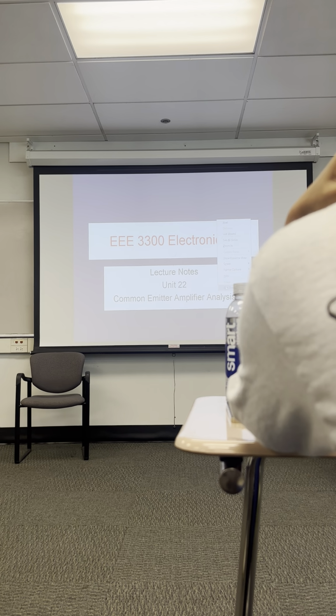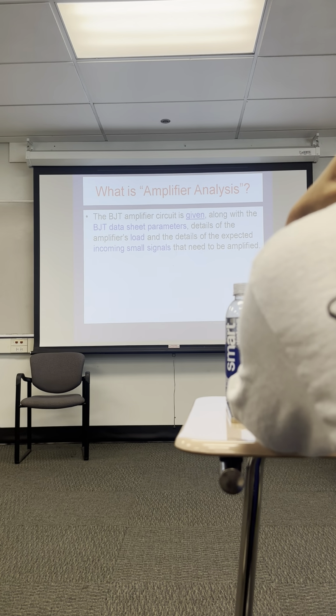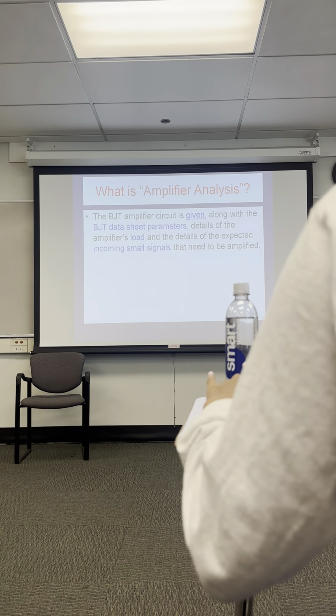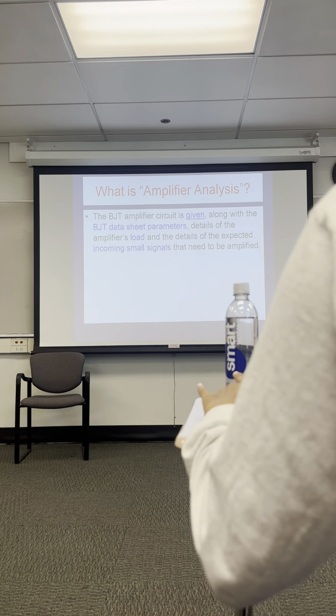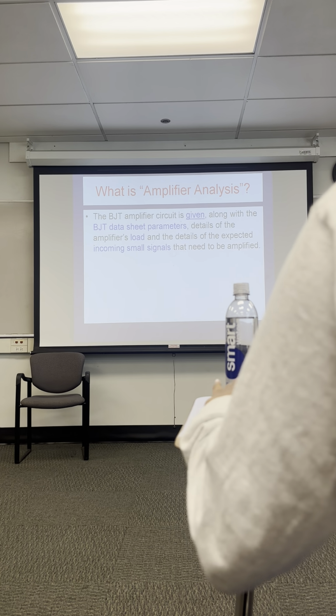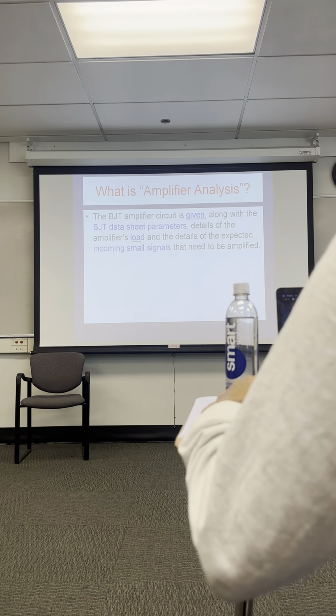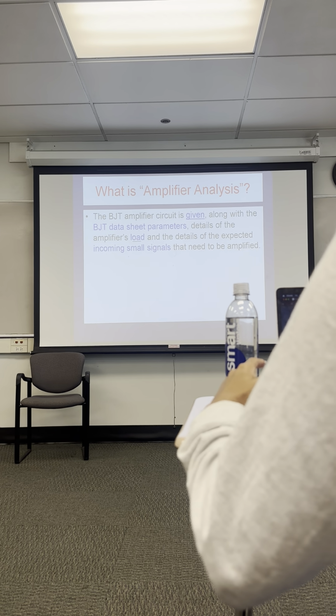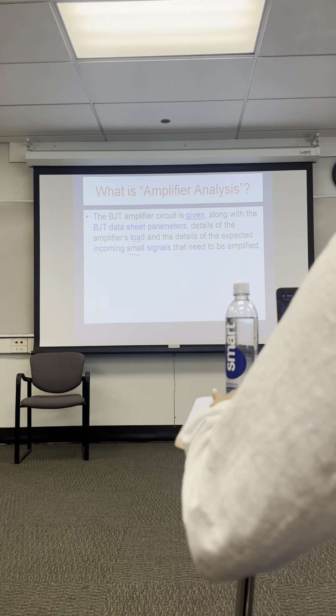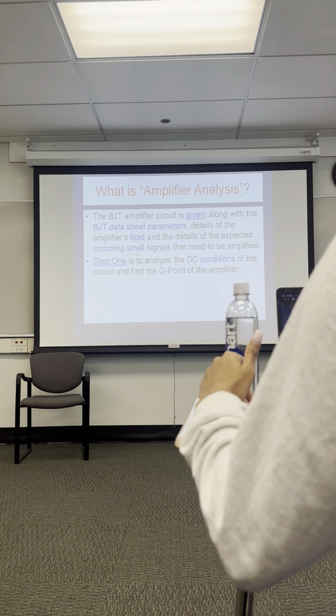The circuit that we just went over, that's a common emitter amplifier. So, assuming that the circuit is given, this means there's not really a design question. We have the data sheet parameters of the BJT, we have the load and the source, and then we have the incoming small signal that we want to amplify.